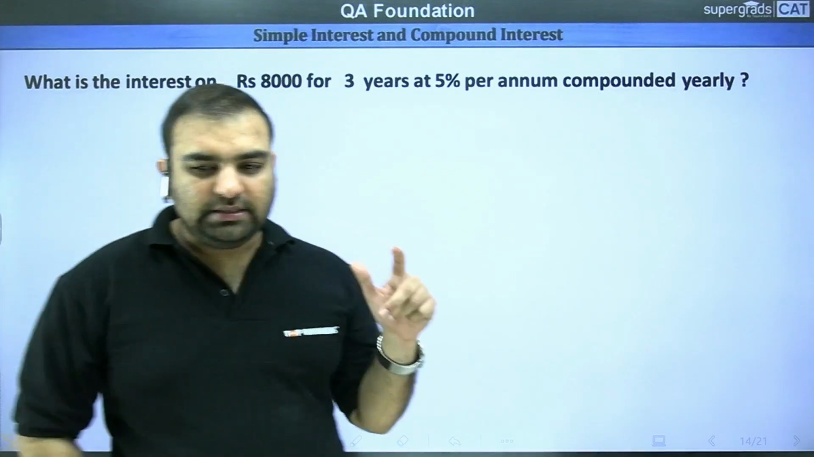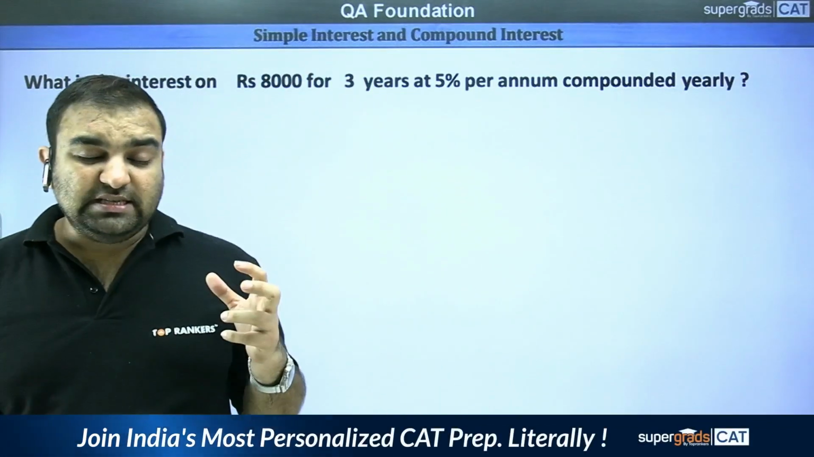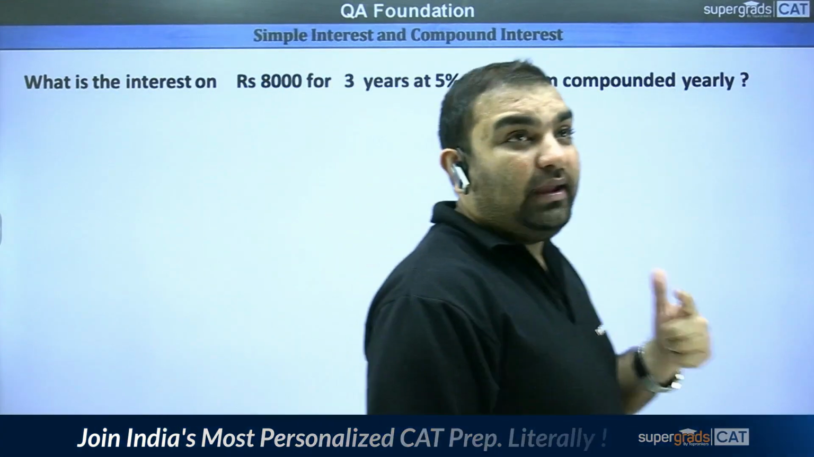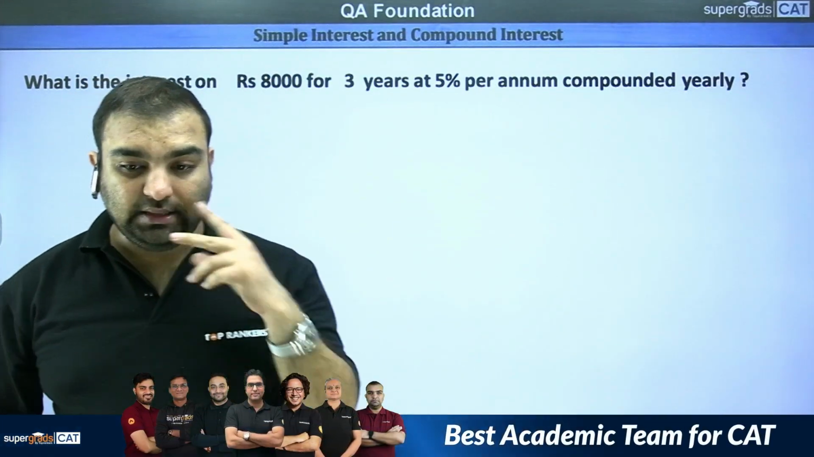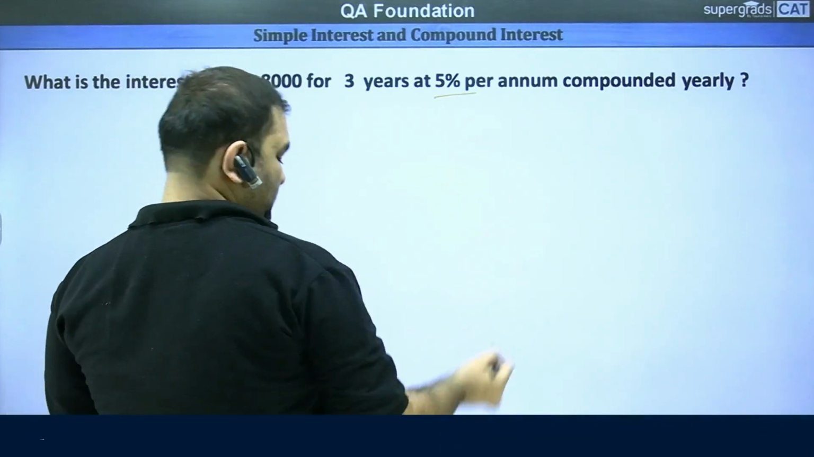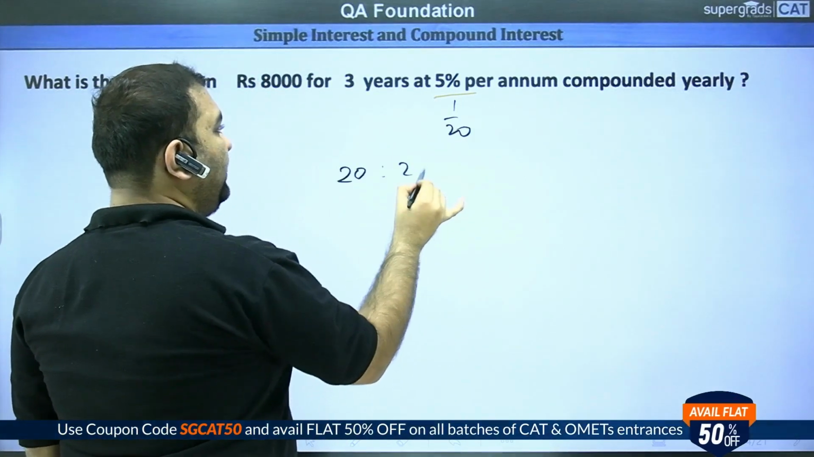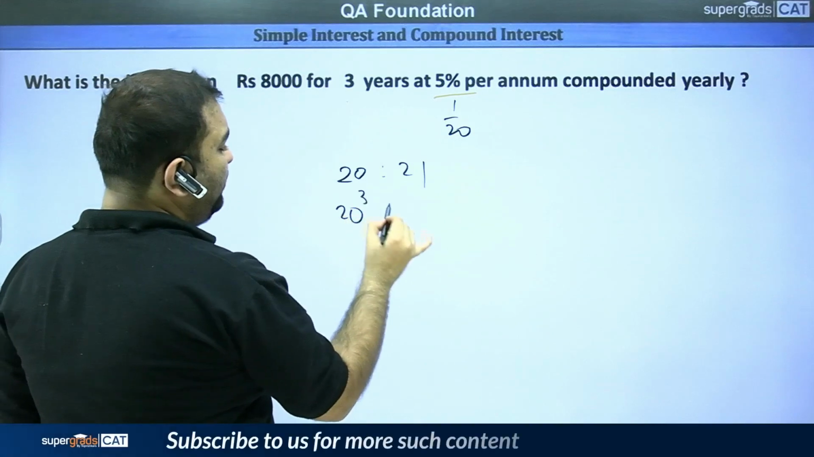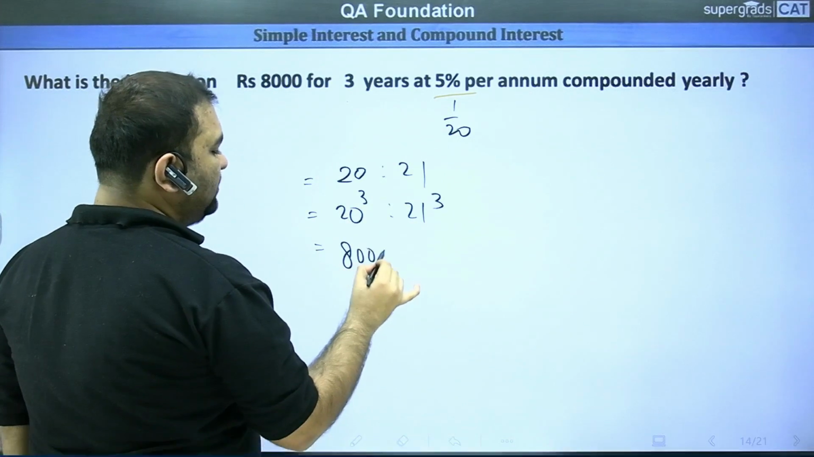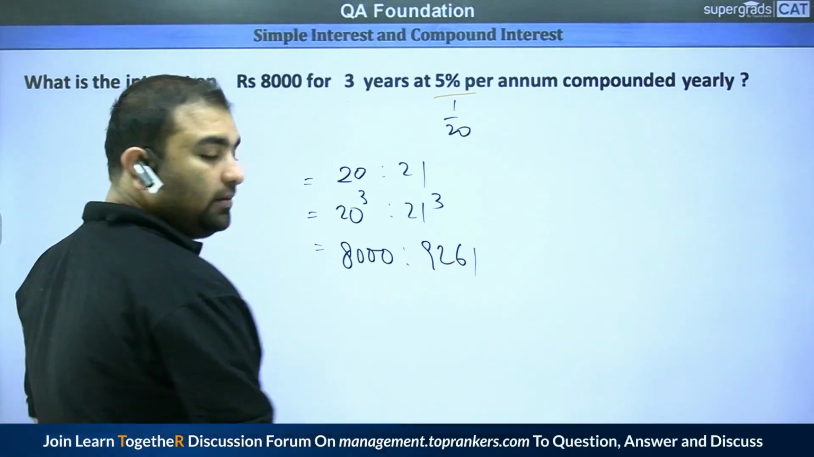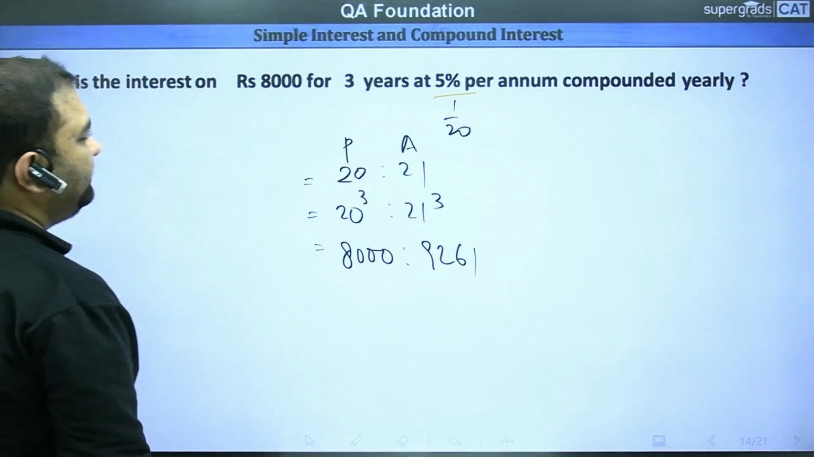8,000 principal, 3 years is the time, 5% is the rate per annum, compounding done annually. If nothing is being said about compounding, you will still take it that compounding is done annually. अगर कुछ नहीं भी कहा जाता तो भी आप कैसे लेते? Compounded annually. 5% is the rate. 5% is 1 by 20. In 1 year, 20 will become 21. So in 3 years, 20 ka cube will become 21 ka cube. Over the period of time in your preparation, you will get to know that this is 8,000, very, very easy, and this is 9261. So principal of 8,000 will become amount of 9261.